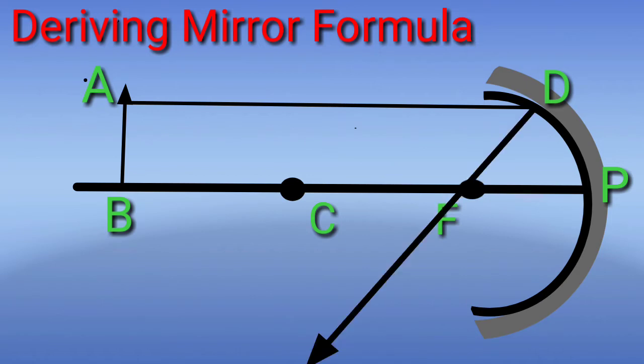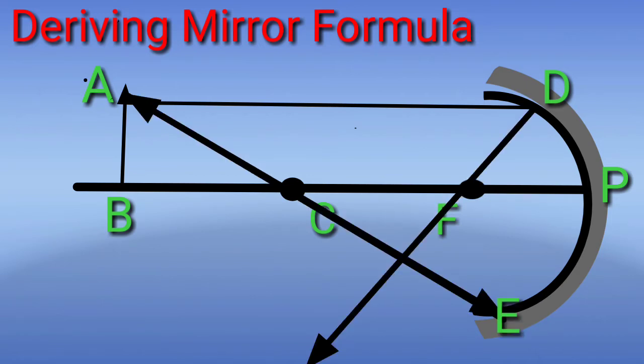Here F means principal focus, and another ray AE passing through the center of curvature is also reflected along the same path. So the image will form where the two rays of light intersect, that is A dash B dash, which is real, inverted and diminished.